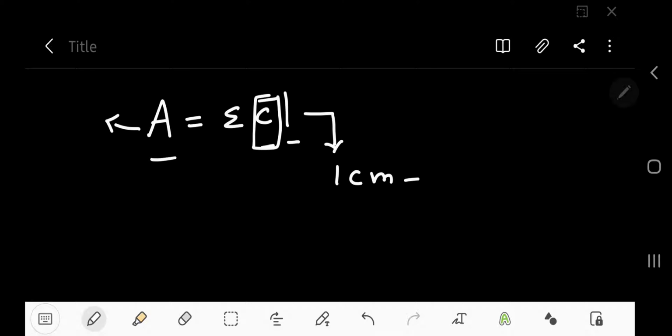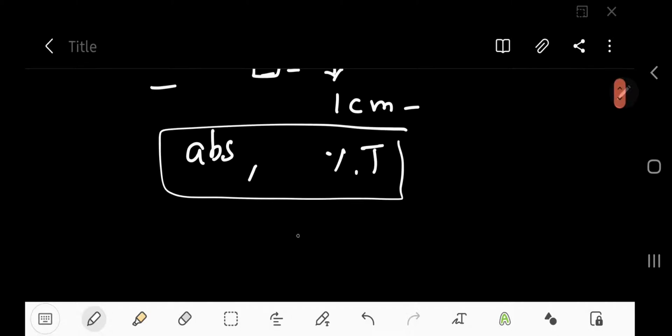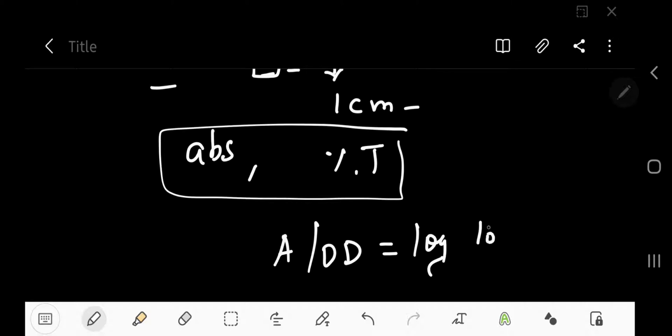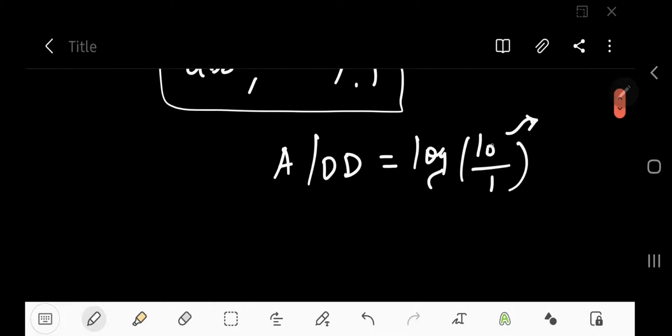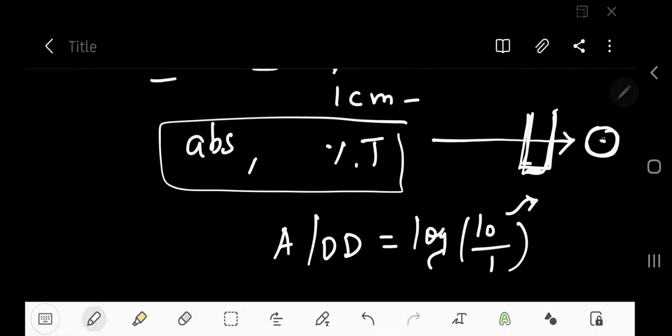In other ways, if the absorption is asked by giving the percentage transmittance, it is also possible. We know that absorption or OD is equal to log of I naught by I. So what is I naught? I naught is the intensity of incident light, considering an object which is kept in the light path. When the light passes through the object, there is a detector on the other side, so the transmitted radiation will be detected by the detector. The intensity of the incident light is I naught, and the intensity of the transmitted light is I.